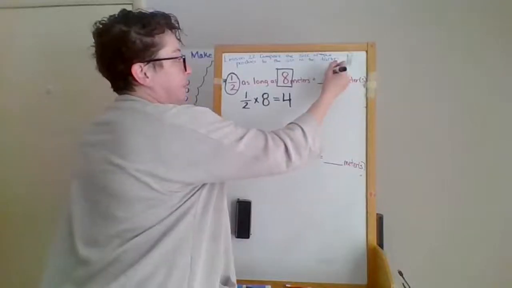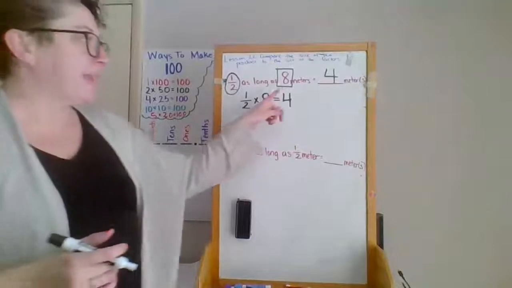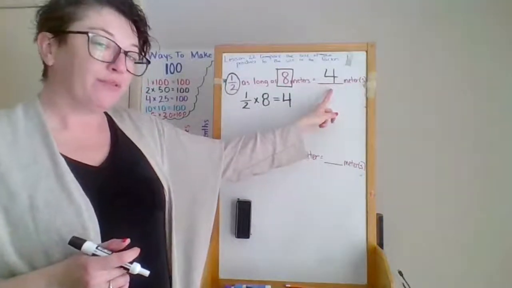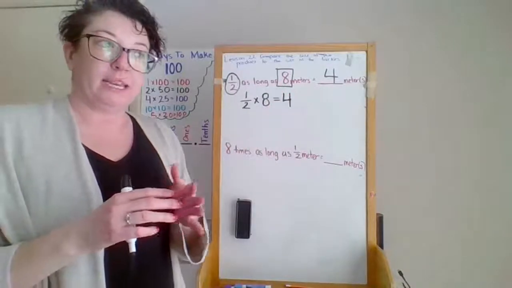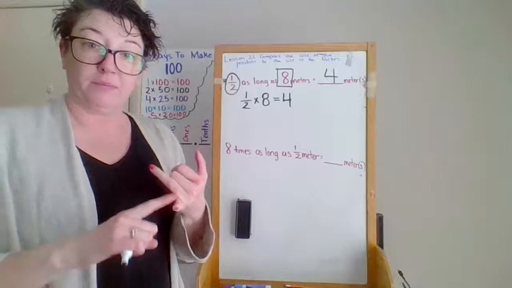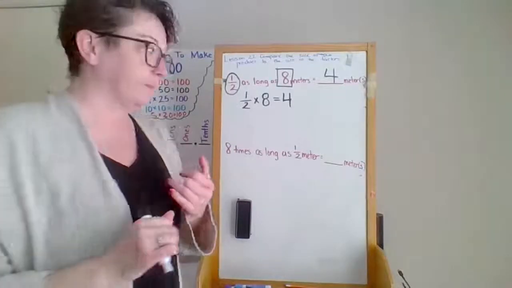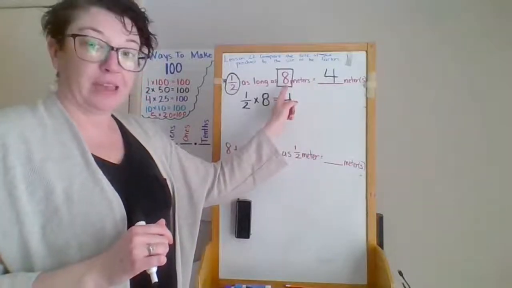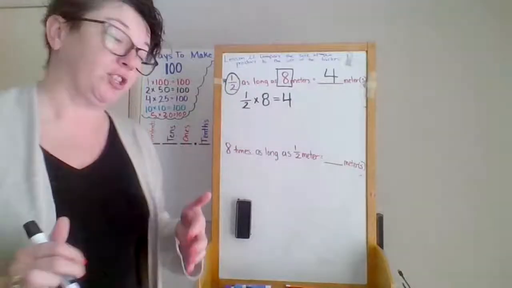And then I want to fill in the missing number. Okay? So I started with 8 meters. The product I got was 4. So what happened to the 8? Did the product get bigger? Did the product stay equal? Or did the product get smaller? Right. This product is smaller than my original 8 meters that I had because I'm multiplying by a fraction.